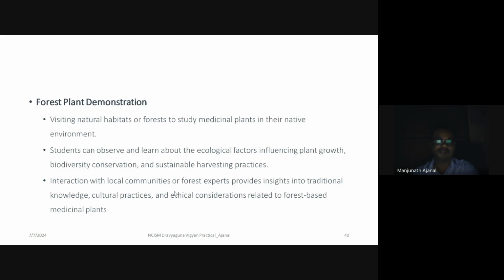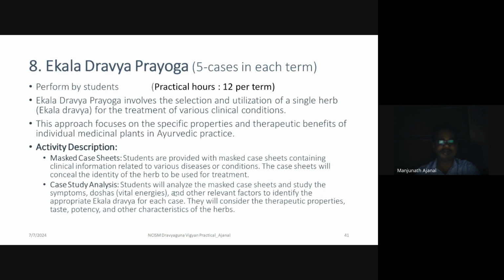And in the forest demonstration, here they see how natural habitat plants differ from the cultivated ones. So that needs to be learned. And in this particular practical, they also need to prepare digital herbaria. So they need to take photographs with geotag. During the visit, or during their college garden visit also, they can perform this activity, taking videographs and pictures of the particular plants.